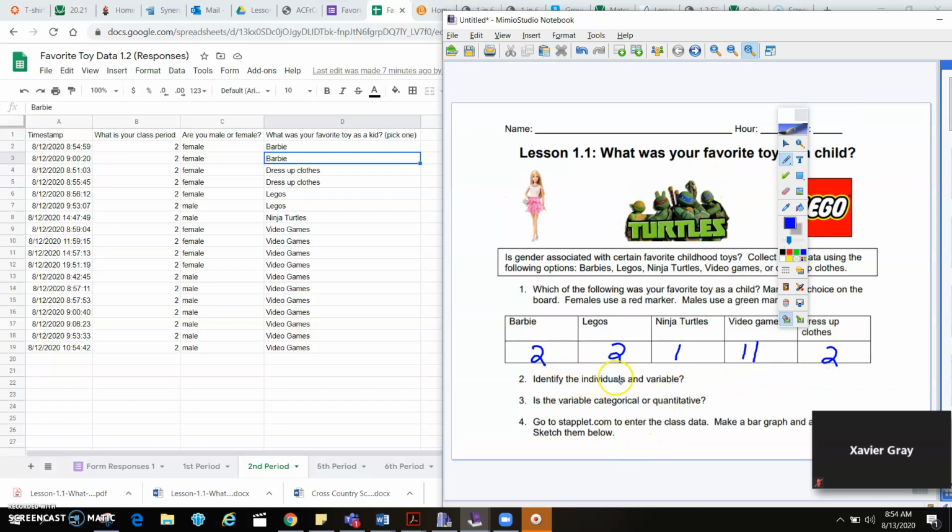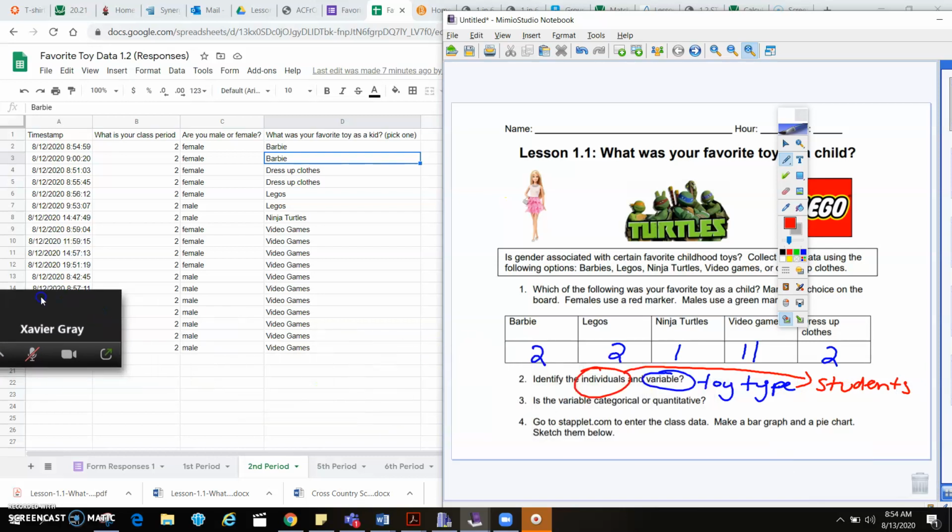So when it talks about individuals and variables, for variables, it's the type of toy. So toy type. When it talks about individuals, it's talking about who you are asking this question to. So for individuals, it's actually our second period students in this case, or just students in general.